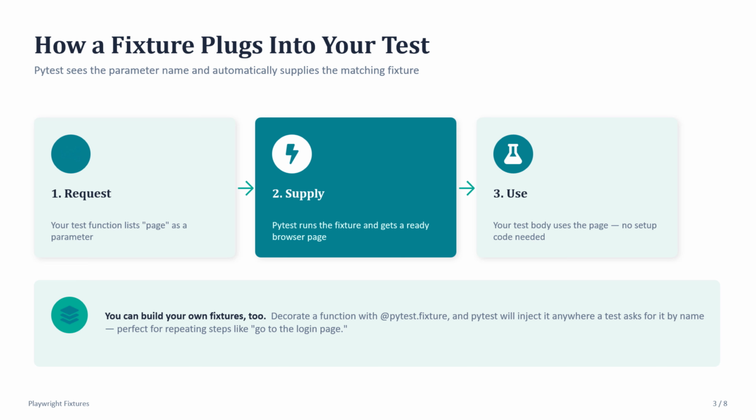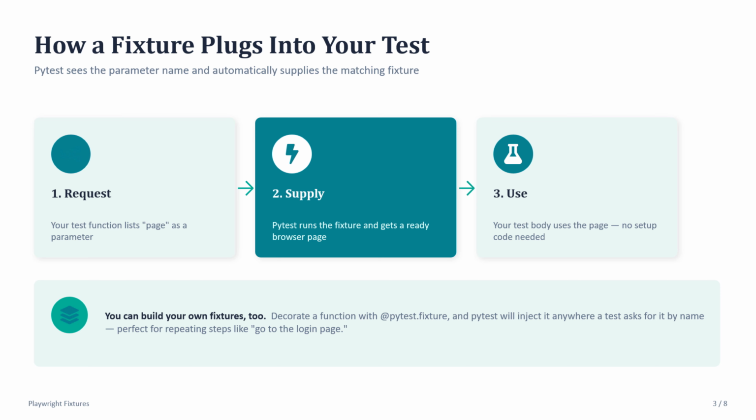So we are using pytest. With pytest, you can create a fixture using @pytest.fixture, and pytest will inject it anywhere a test asks for it by the name. So it's perfect for repeating steps like go to the login page, open the browser. So these kinds of setup things. It's perfect for this kind of step.